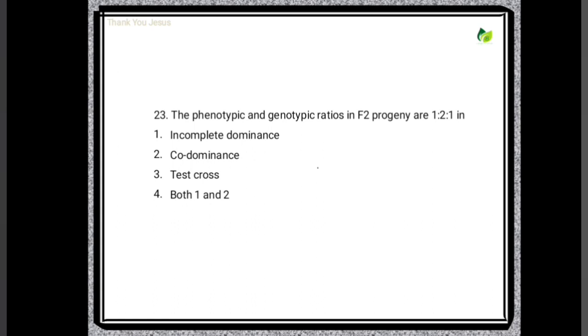The phenotypic and genotypic ratios in F2 progeny are 1:2:1 in, options are 1. incomplete dominance, 2. codominance, and both 1 and 2. The correct answer is both 1 and 2. Incomplete dominance and codominance show the genotypic ratio as 1:2:1. Okay.